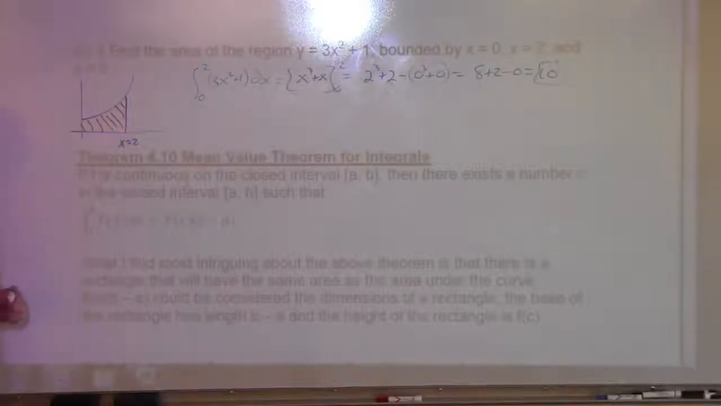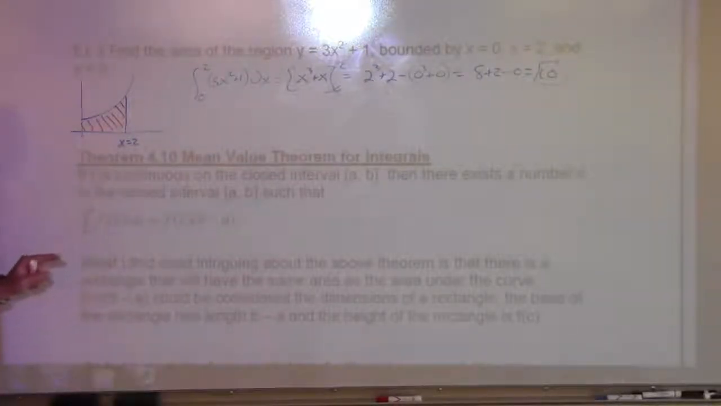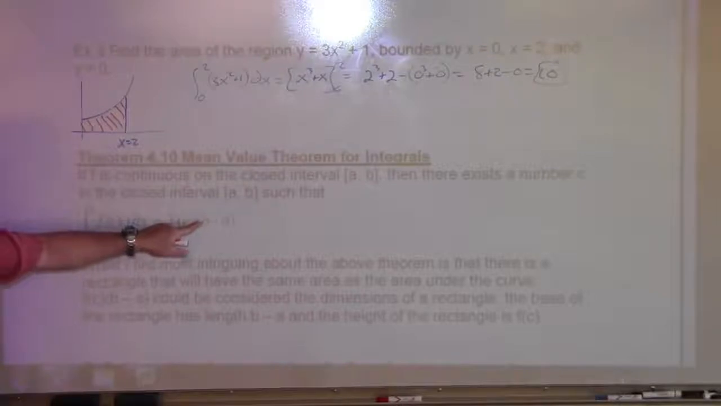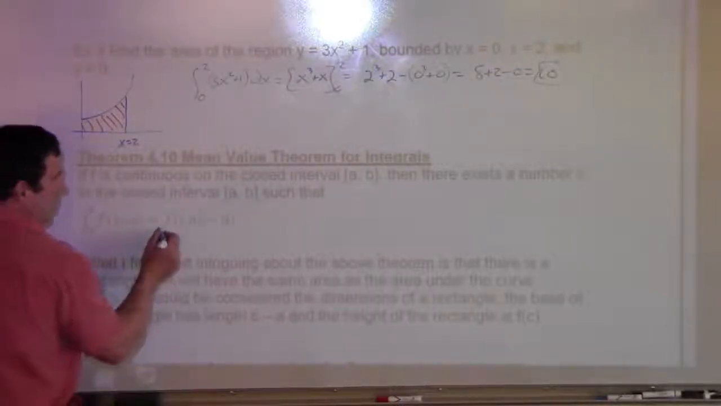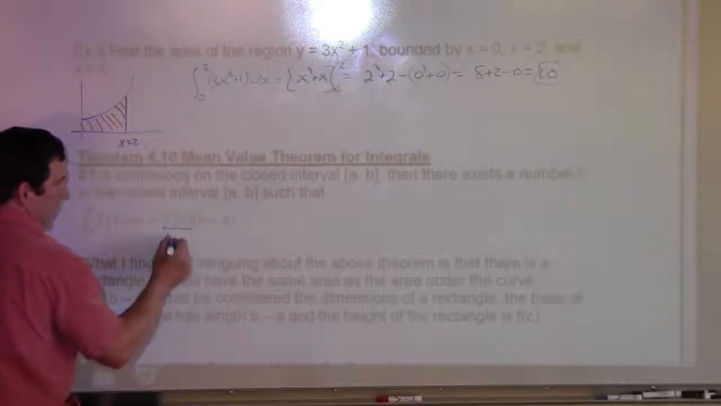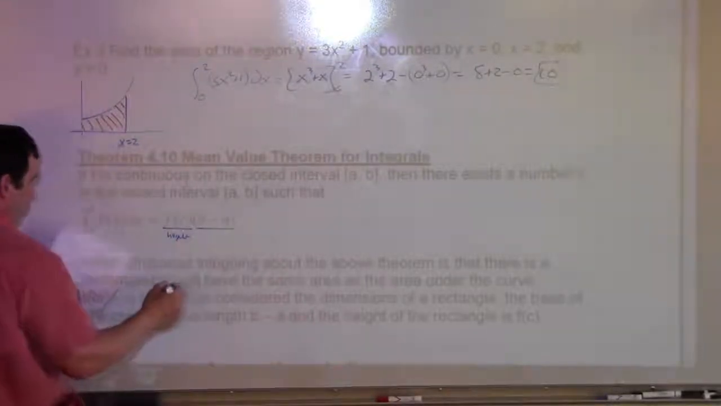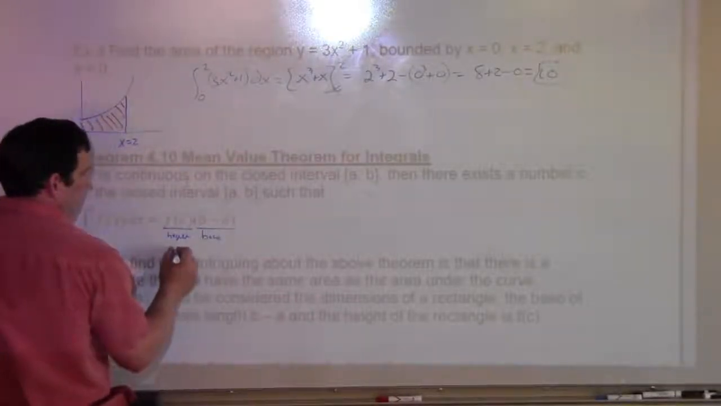Okay, Theorem 4.10 says the mean value theorem for integrals. If f is continuous in the closed interval from a to b, then there exists a number c in the closed interval ab such that the integral from a to b of f of x dx is f of c times b minus a. Now, just to give you a little reference here, this is like the height, and this is the width or the base of a rectangle.